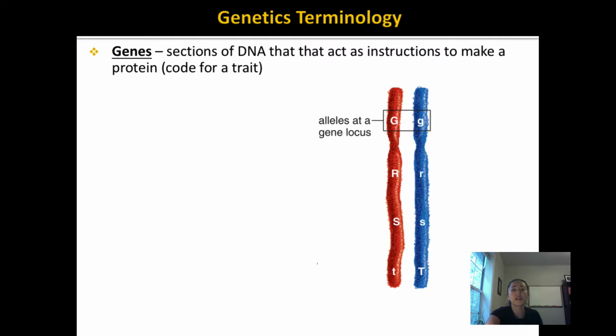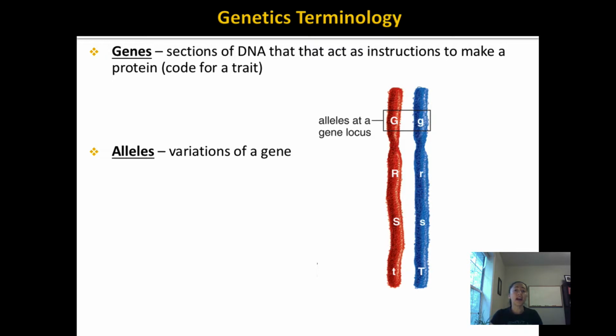So if we look at one of these pairs of chromosomes, what we can see here is that at every location along the chromosome, there are pairs of genes. So here we can see two copies of a gene at this one location. One copy is on each chromosome. And as you can see here by this capital and lowercase letter, these genes are not identical. Okay? There can be slight variations in the copies of the genes that we have. And these slight variations in the copies of the genes that we have are called alleles.